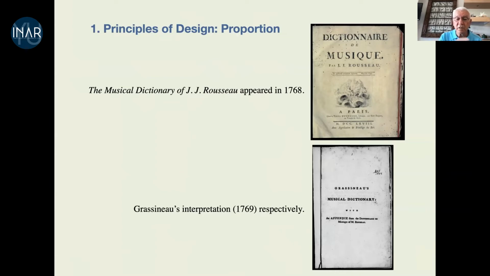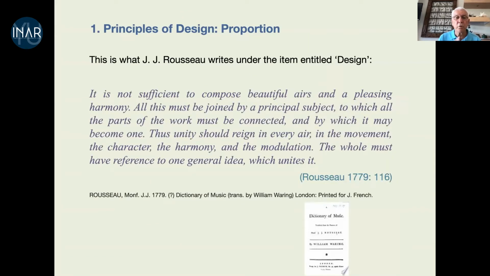And this dictionary was translated into English a year later, in 1769. So here, under the item design, Jean-Jacques Rousseau writes the following. Let's read it. "It's not sufficient to compose beautiful airs," well, airs means here the music, "and pleasing harmony. It's not sufficient. All this must be joined by a principal subject to which all the parts of the work must be connected, and by which it may become one." So he is actually talking about unity, how these parts come together, connect, and form the unity.